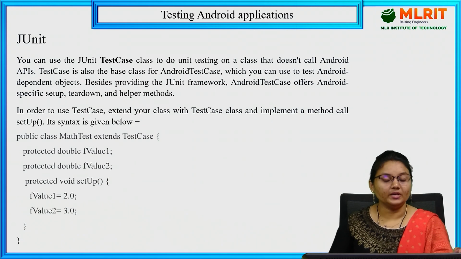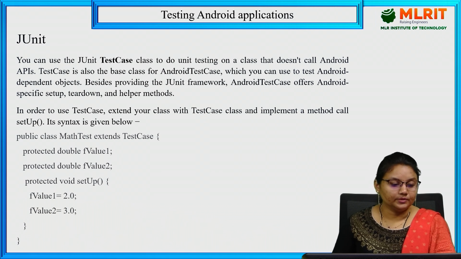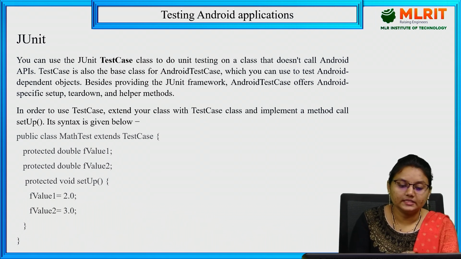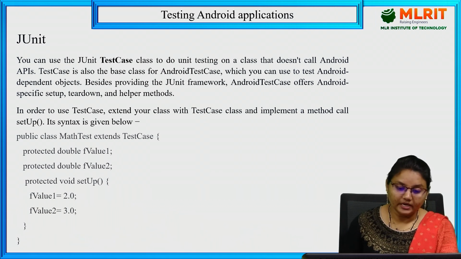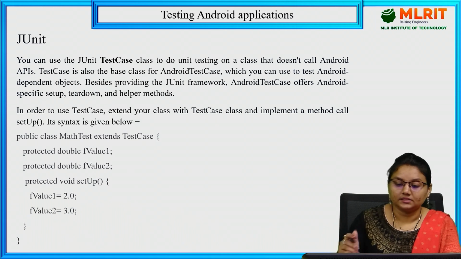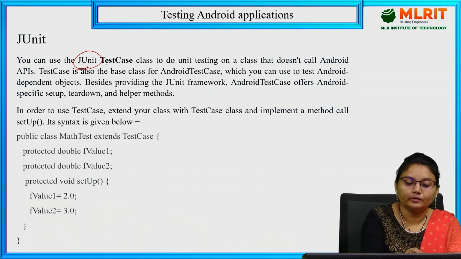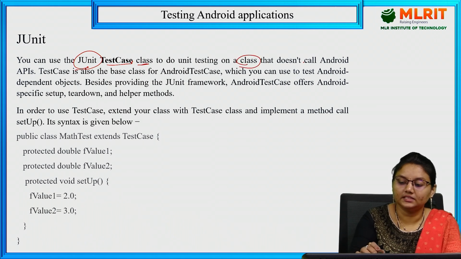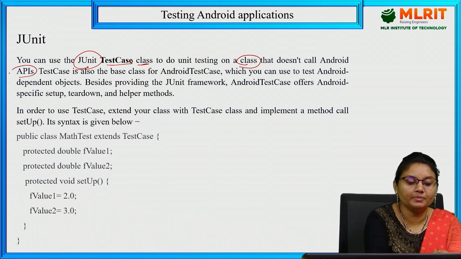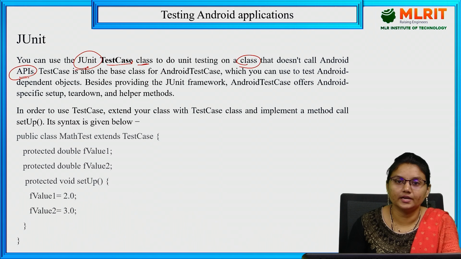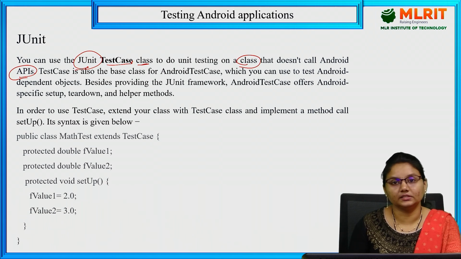Okay. Now, what is JUnit? Coming to JUnit, you can use the JUnit test case class to do unit testing on a class. JUnit, as I told you, is used for testing the classes, right? So it is used on a class that does not call the Android APIs directly. It will test the classes.